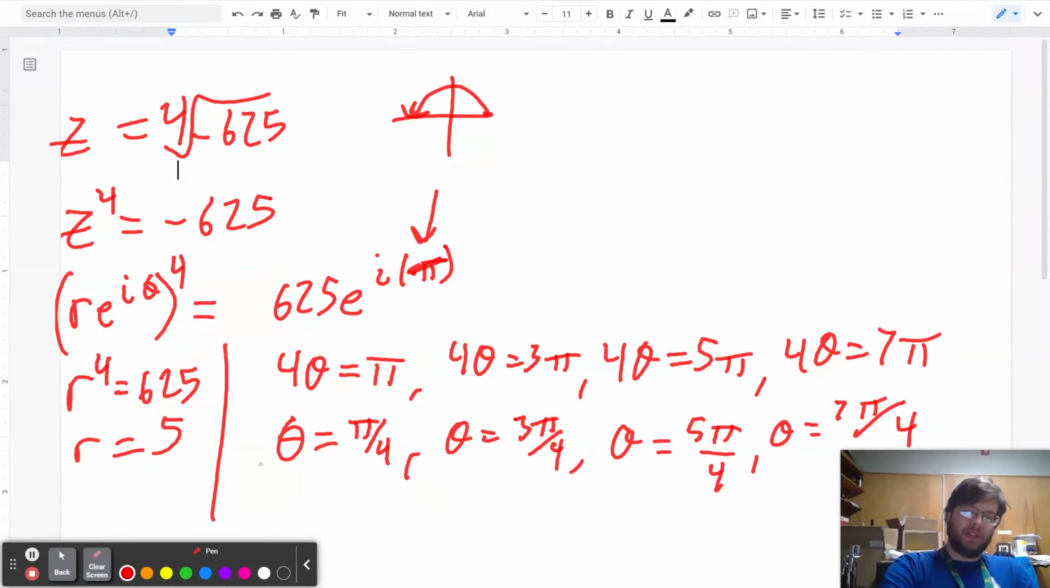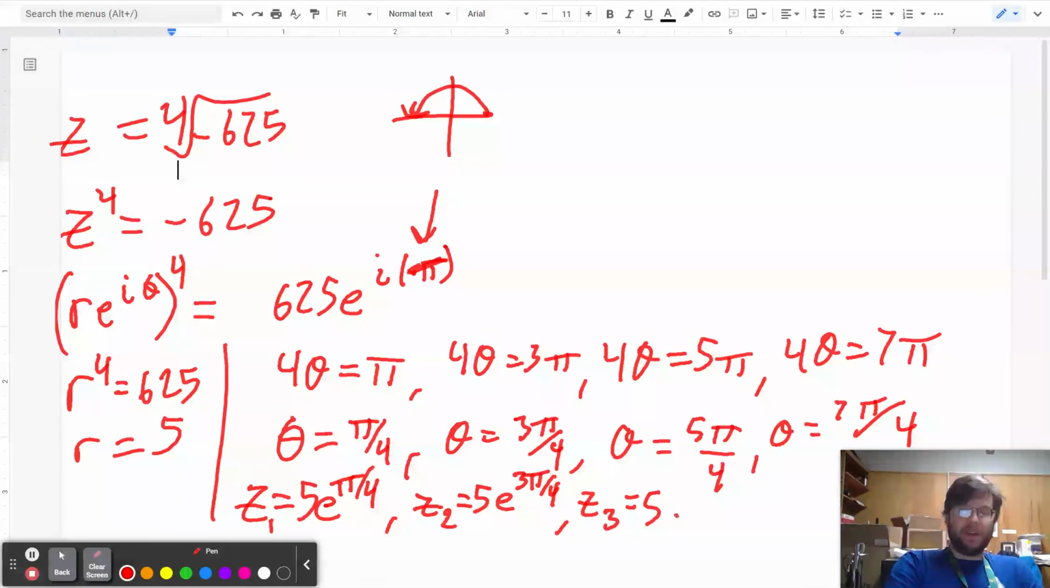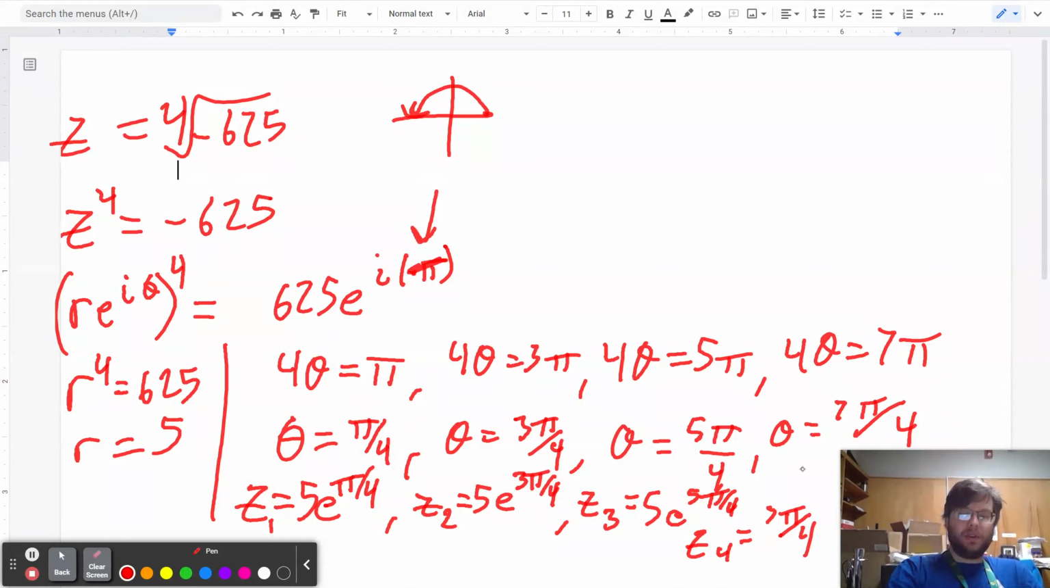So my 4 answers then are, it asks me to find them in Euler's form, but you can find them in Cartesian form just by pressing sine and cosine. So that's the first answer, meaning sine of pi over 4, cosine of pi over 4. You'll notice that these are all evenly spaced around the unit circle, and they are all 5 steps from the origin, and that's how you do that one.